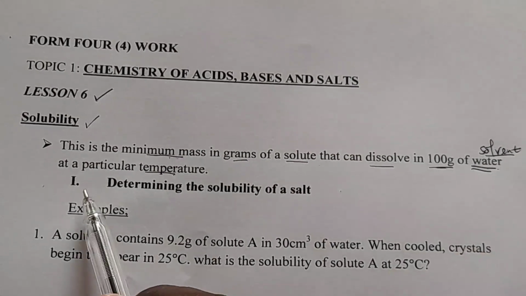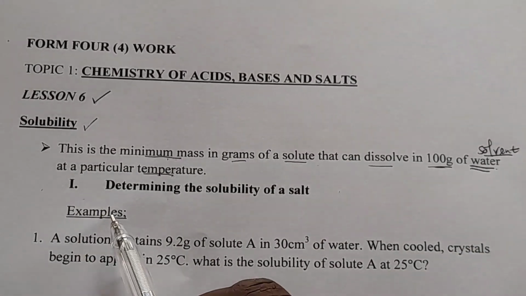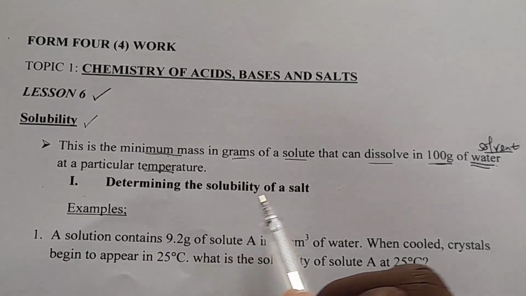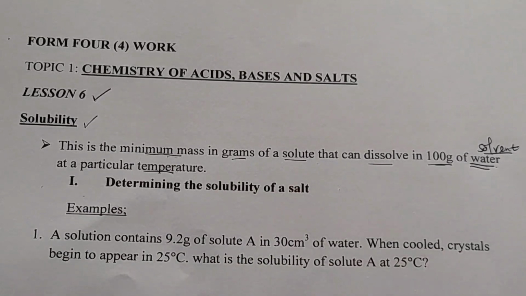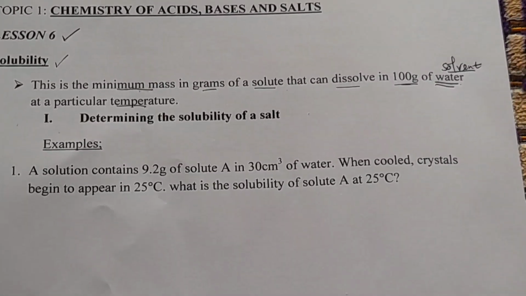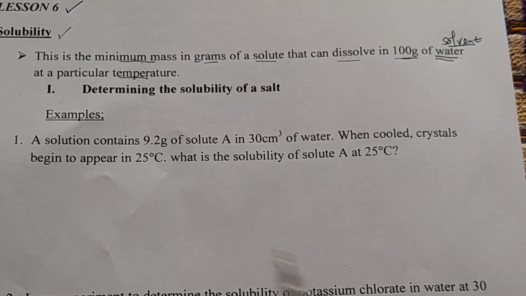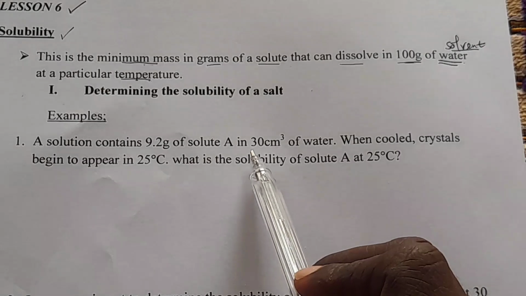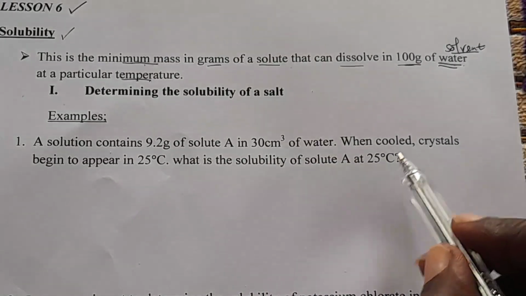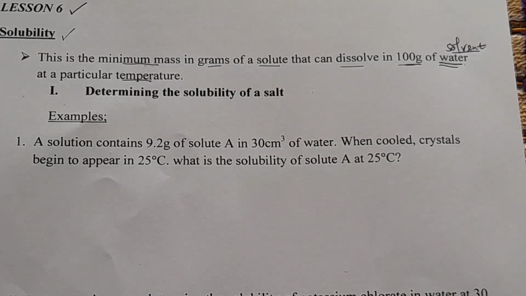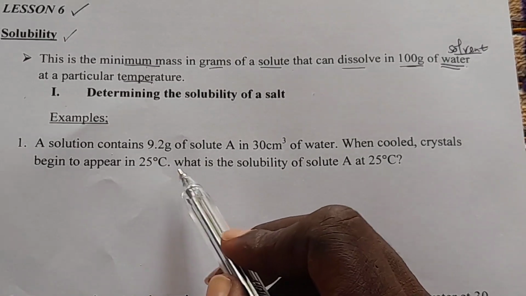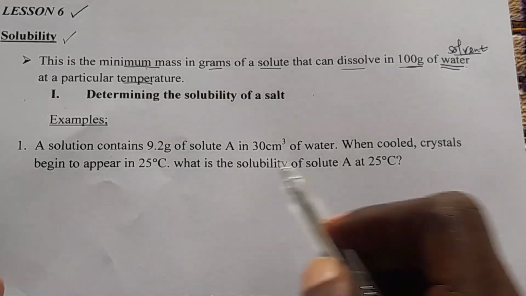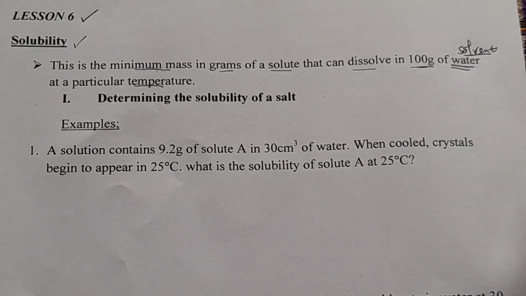Okay, we are going to start by calculating or determining the solubility of a salt. Let's get examples. Example 1: a solution containing 9.2 grams of a solute A in 30 centimeter cube of water. When cooled, crystals begin to appear at 25 degrees Celsius. What is the solubility of the solute A at 25 degrees Celsius?